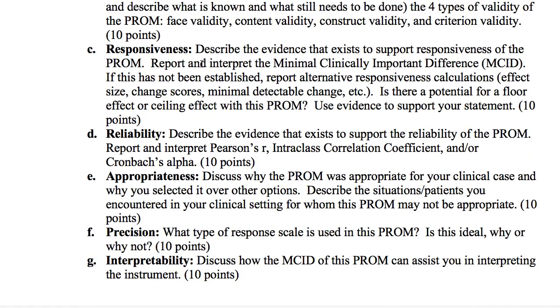Responsiveness. How effective is it? We'll talk about the minimal clinically important difference in the scores. Has that been established? What's it mean when we have a difference in scores? What level do we have to get to say that there has been a change for the patient based on this particular PROM? Again, with all these sections in your paper, you want to cite references to support your information.